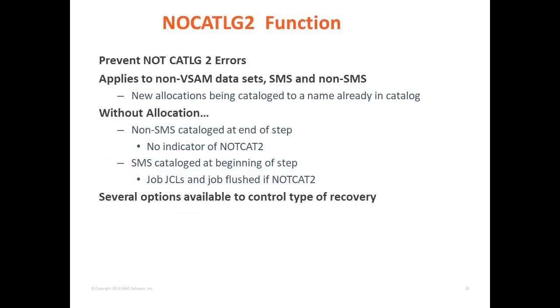Let's look at some of the allocation functions. NoCatG2 is a function that prevents JCL errors for duplicate SMS datasets, and NoCat2 conditions for non-SMS datasets. There are several ways that SRM can recover the error condition. We will look at these methods.